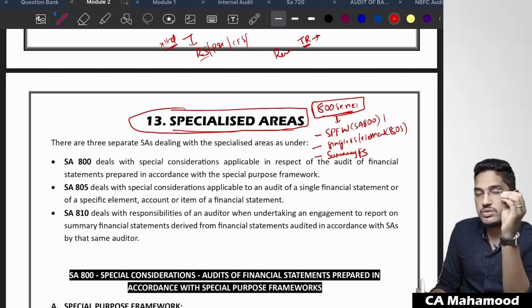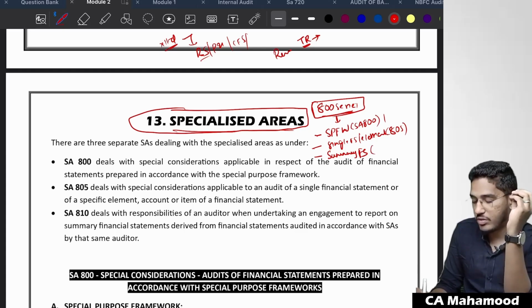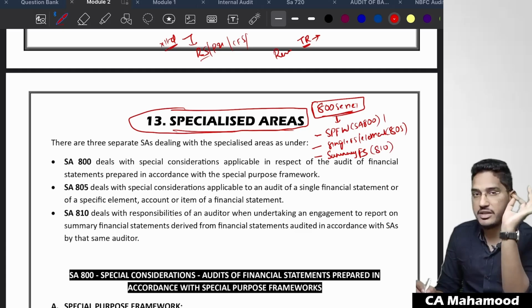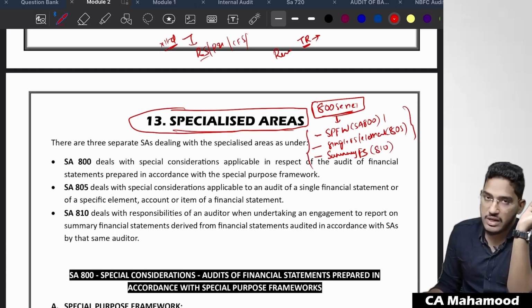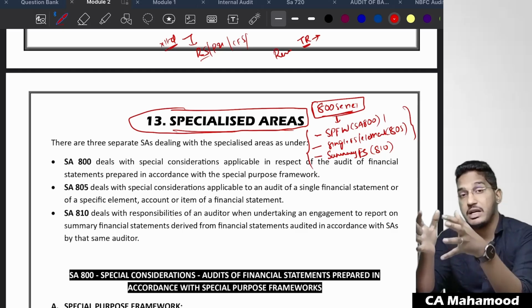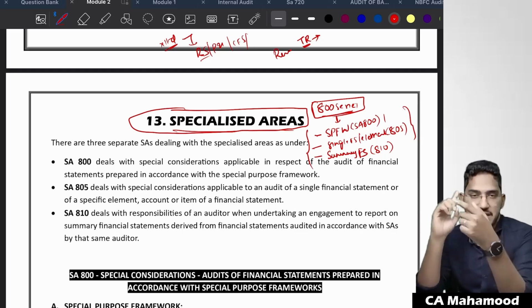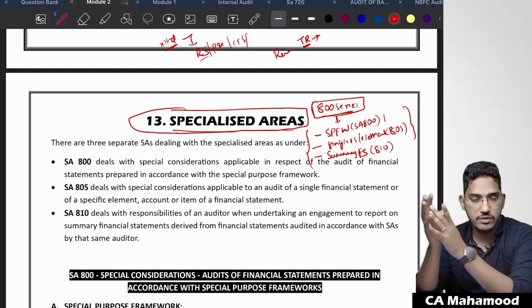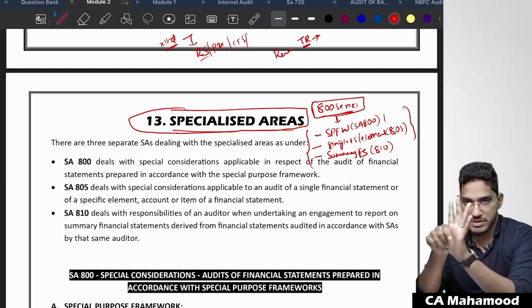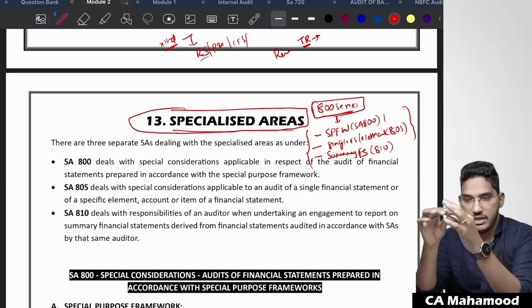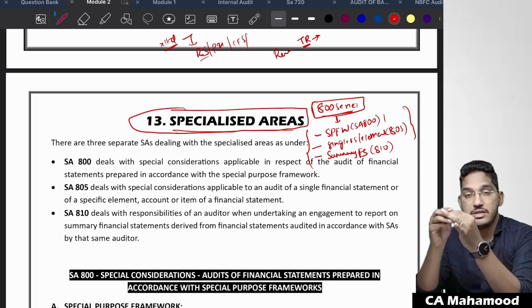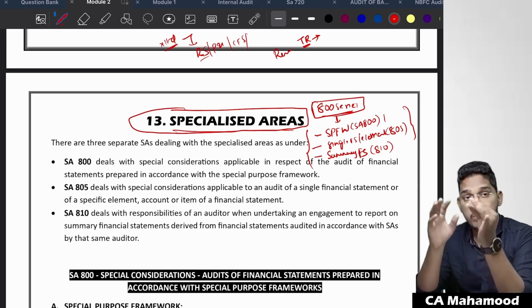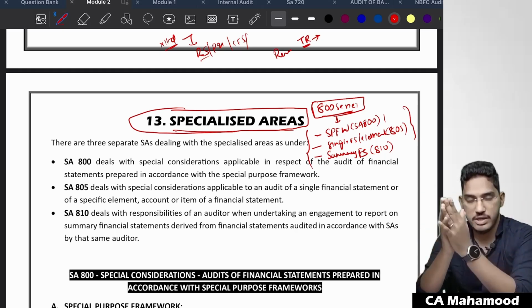In that case, how to do such assignments, what kind of guidance is required, all that guidance has been given under SA 810. So these three are the specialized areas where this 800 series is going to be a helping hand for us. SA 800 is going to talk about how to conduct audit of the special financial statements prepared as per special purpose framework. SA 805 is going to talk about how to conduct audit of a single financial statement or an account or element of the financial statement. SA 810 is going to talk about how you are going to conduct audit of the summary financial statements.